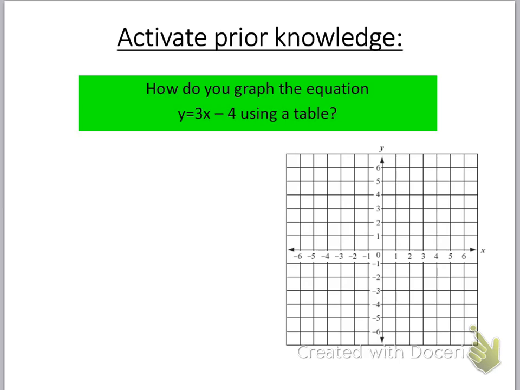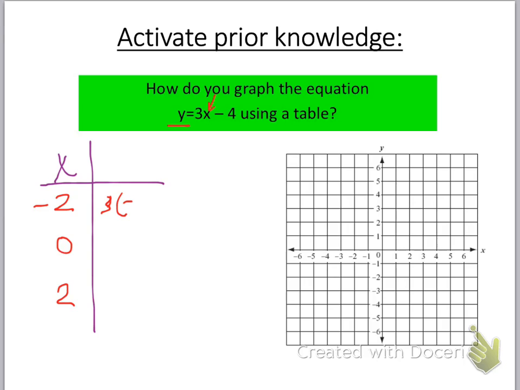So the first thing I'd like to reacquaint you with is how you graph an equation like y equals 3x minus 4. That's a linear equation. And typically we can start by doing this with a table. The first thing you would want to do is pick some values for x that you would then substitute in for x, solving for y. So 3 times negative 2 minus 4. 3 times negative 2 is negative 6, minus 4 is negative 10.